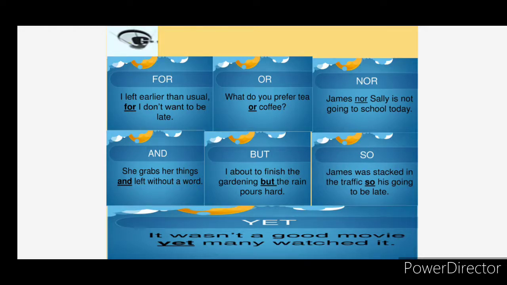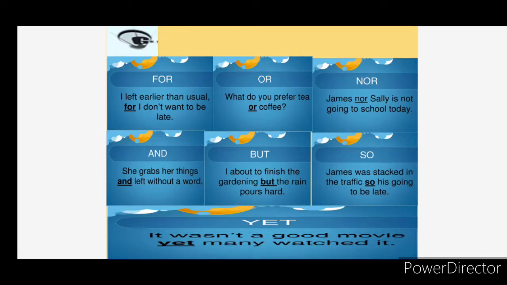Now let's have a look at the use of but. I was about to finish the gardening, but the rain poured hard. Then we have so. James was stuck in the traffic, so he's going to be late. We also have yet. It wasn't a good movie, yet many watched it.